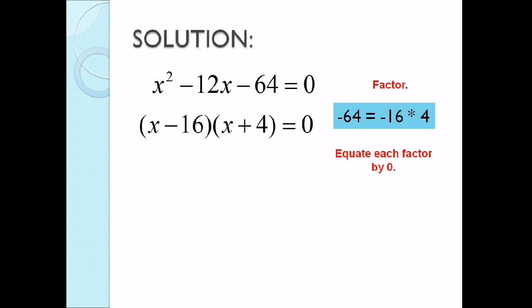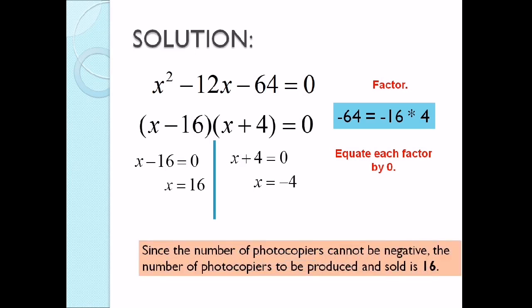And then we need to equate each factor to 0. So x minus 16 equals 0, so x equals 16. The other one is x plus 4 equals 0, then x equals negative 4. Since the number of copiers cannot be negative, the number of photocopiers to be produced and sold is 16. So that will be our final answer.